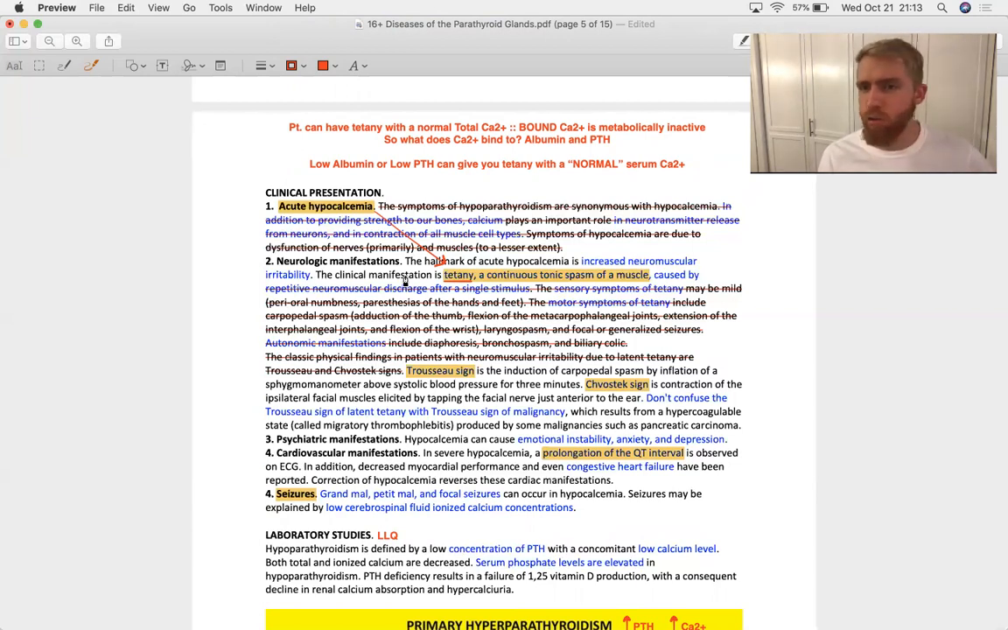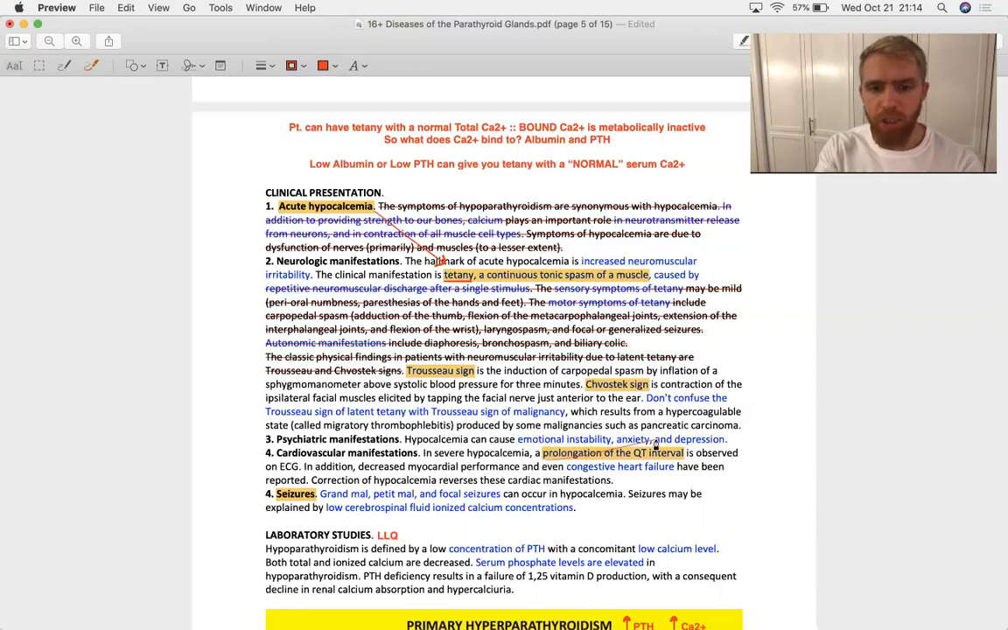There's also Trousseau sign, in which case you put a blood pressure cuff on and you blow it up. So you're compressing one arm, and then what's going to happen is when you check back a few minutes later, the patient's hand is going to be stuck like this. It's going to be contracted. So the flexors of their forearm are going to be contracted, and they're contracted because of the low blood calcium.